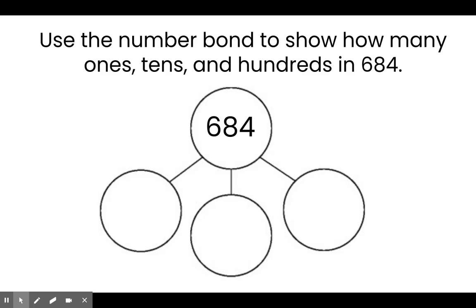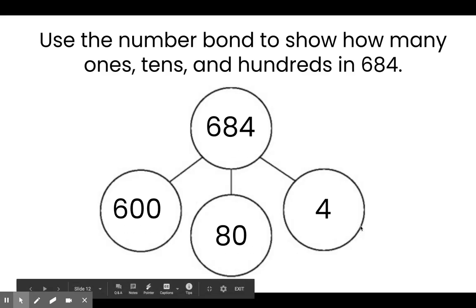Let's check your work to see how you did. We have 6 hundreds, which is 600. 8 tens makes 80, and 4 ones is 4. 684 is 680 and 4 in our number bond.